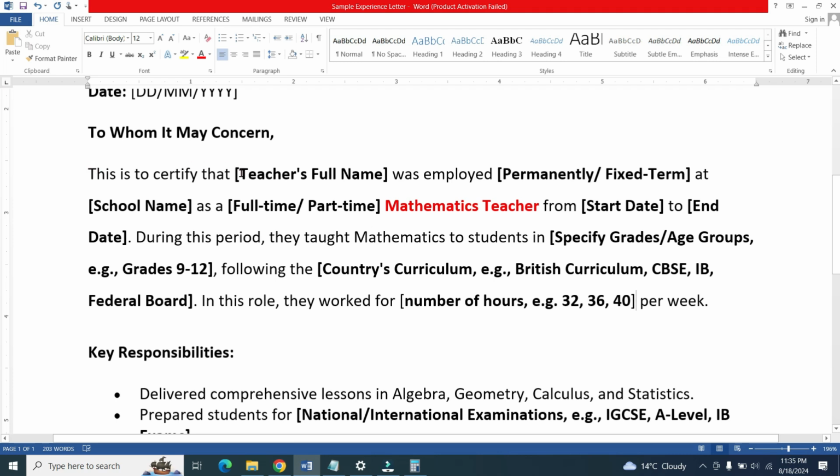In our experience letters, usually we have our name, our position, start date and end date, and a few nice things, that during this time we found the teacher professional and all that. But usually it is not mentioned if we were permanent, if it was full time or part time, which curriculum we were teaching, and how many hours. So make sure that you get all these things on your experience letter.